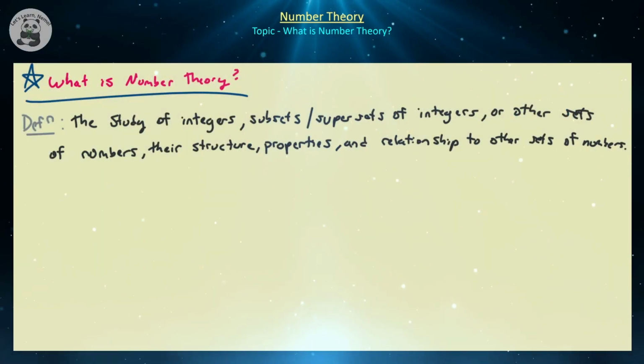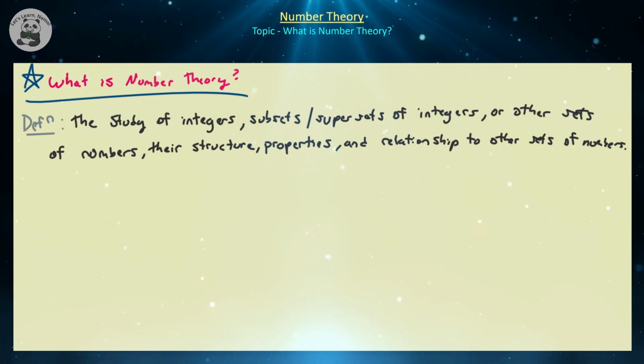Today we're going to begin our discussion and exploration of the field of elementary number theory. One of the natural places to start this conversation is, well, what exactly is number theory? There are a few definitions out there, but I think this one encapsulates the true essence of what number theory is all about, and that is the study of integers, subsets or supersets of integers, other sets of numbers, their structure, properties, and relationship to other sets of numbers.